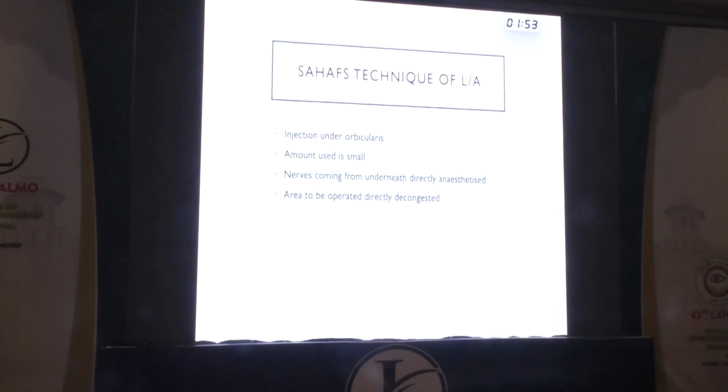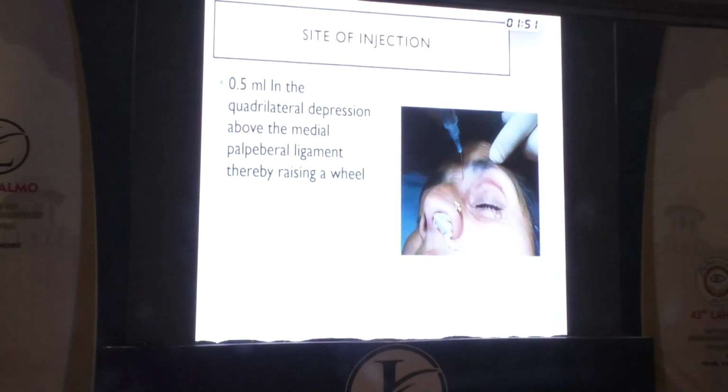This is the technique of Sahab. In this, we inject only 0.5 ml in the depression above the medial palpebral ligament, and we make a wheal over there. We don't inject a lot of anesthesia over there. It has to anesthetize the infratrochlear nerve and also provide the hemostasis.